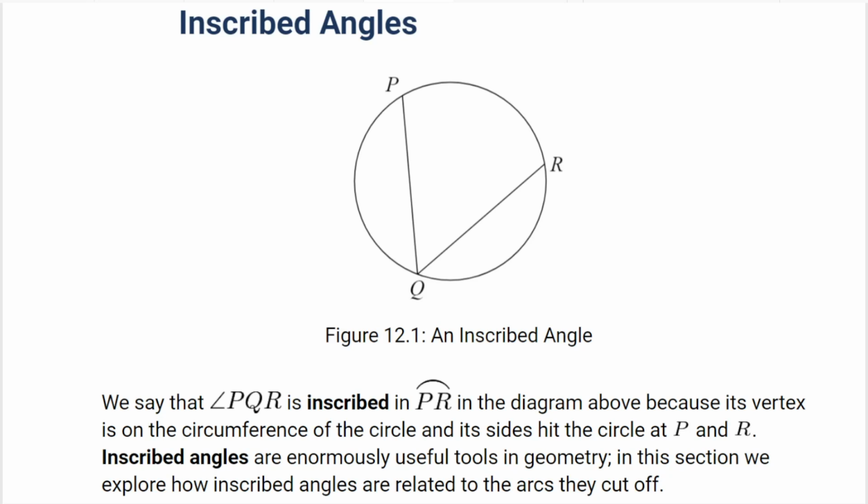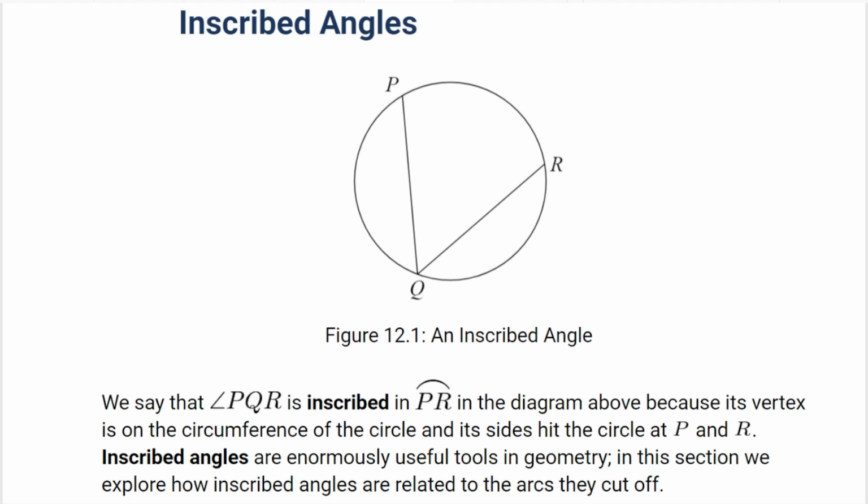Hello everyone. Today we're going to be looking at inscribed angles of a circle. So an inscribed angle is any angle whose vertex is on the circle itself and the two endpoints are also on the circle. So as you can see, this angle PQR is an inscribed angle.